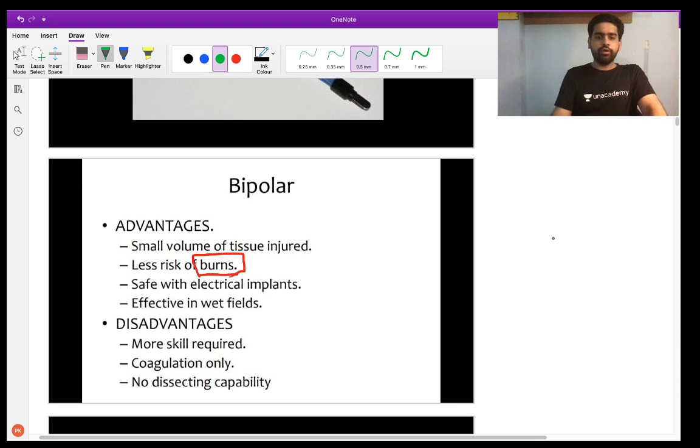In bipolar diathermy, because we don't need a patient plate, the chances of burns are less. It is safe to use in the electrical implant, that is fine, and effective even in the wet field. Disadvantages: more skill is required, that is fine, nothing great about it. Here we can use only the coagulation current, we cannot use a cutting current, and it doesn't have any dissecting capability. So this is an important thing.